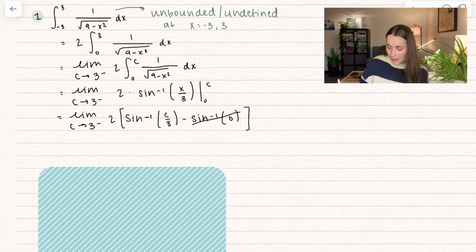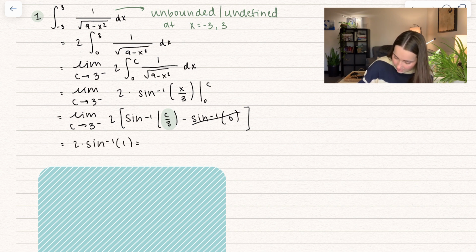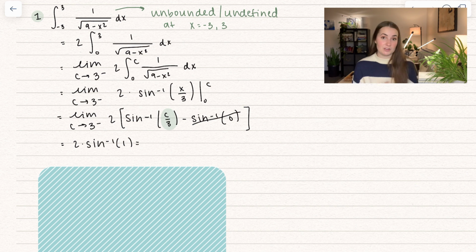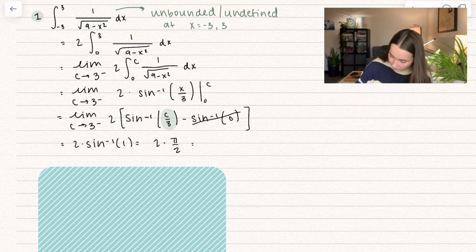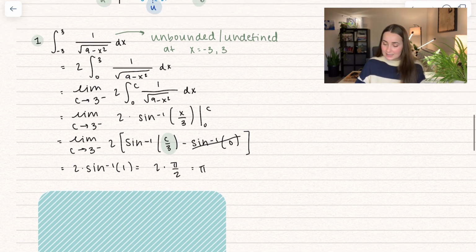So let's go ahead and see what happens when we approach 3 from the left. If I plug that in here, that would end up being 3 divided by 3, which is 1. So this is going to be 2 times inverse sine of 1, and that is the angle at which sine is equal to 1. So think about it at the graph. We start at the origin, and we go up to 1 at pi over 2. So it's going to be 2 times pi over 2, which is equal to pi. And so here, even though we have an unbounded integrand, we can still find a finite area.